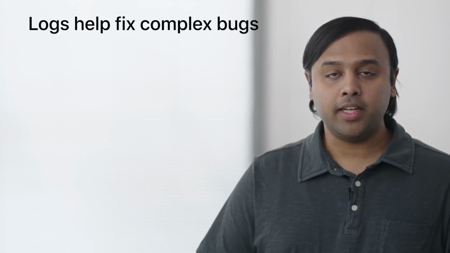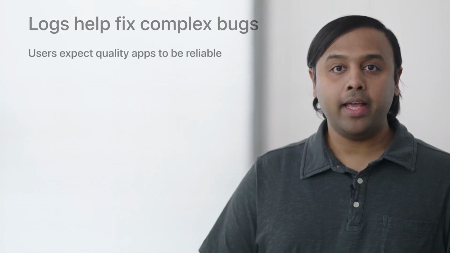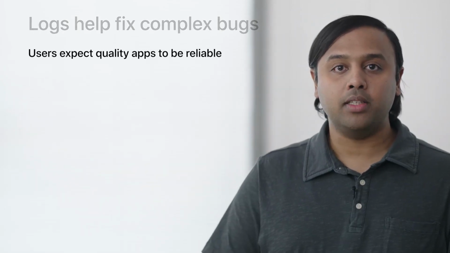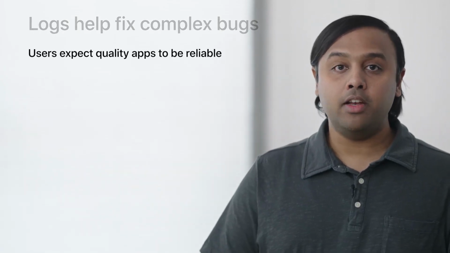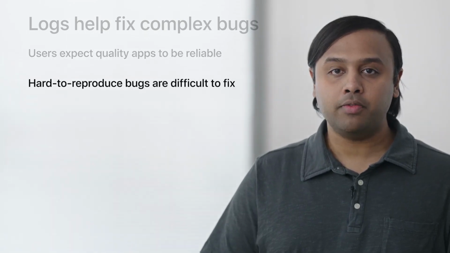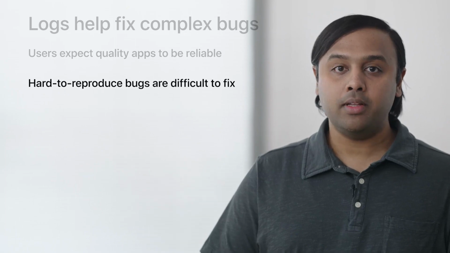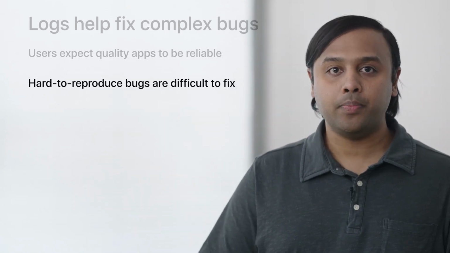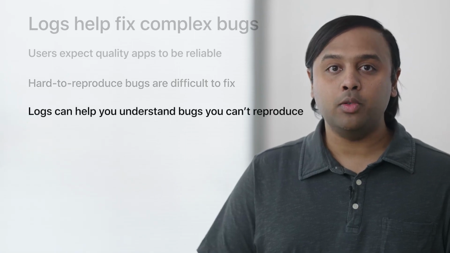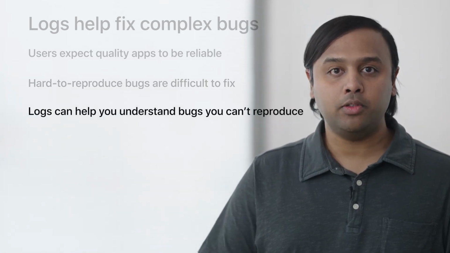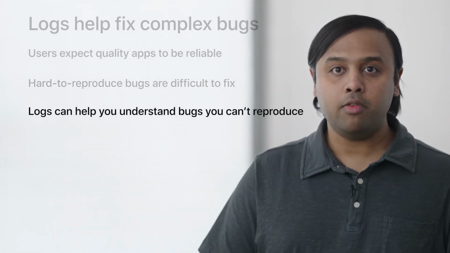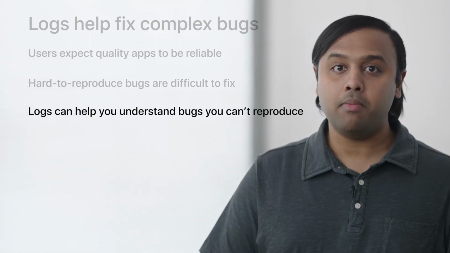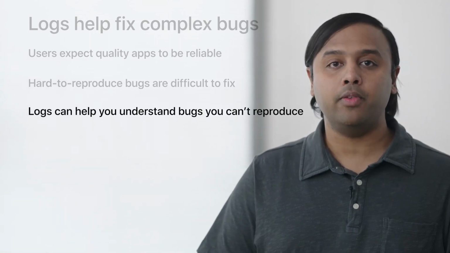Bugs are important to fix. Users expect quality apps to be reliable and have few bugs. Even minor bugs can lead to a poor user experience. However, some bugs are more difficult to fix than others. Often, the most elusive are those that are hard to reproduce during development. Logs are a valuable tool for finding and fixing hard to reproduce bugs. They provide a trail of clues that you can follow to understand a bug without even having to reproduce it.